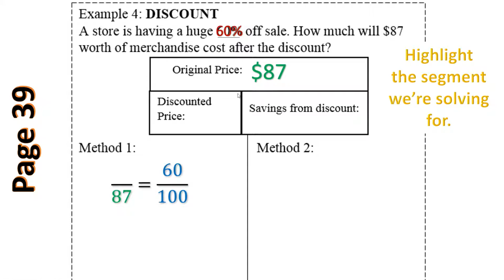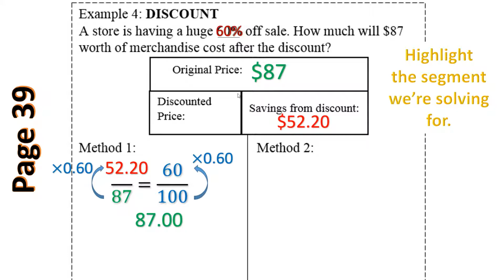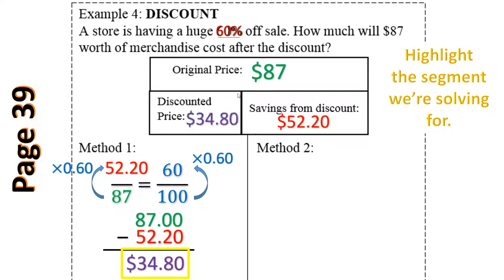So $87 is the original. We're going to be finding 60% of $87, which will be $52.20. That's how much you save because it's 60% off. So that's the savings. Therefore, we have to take the original, subtract the savings, and we get a final discounted price of $34.80. Now, method 2 is where you use the final percent amount to calculate the discounted price.